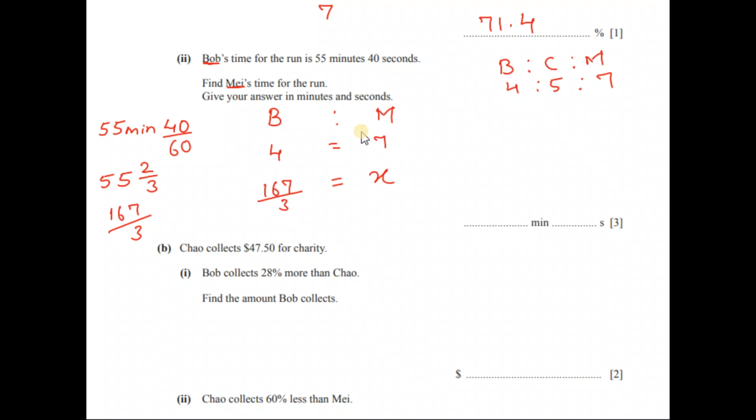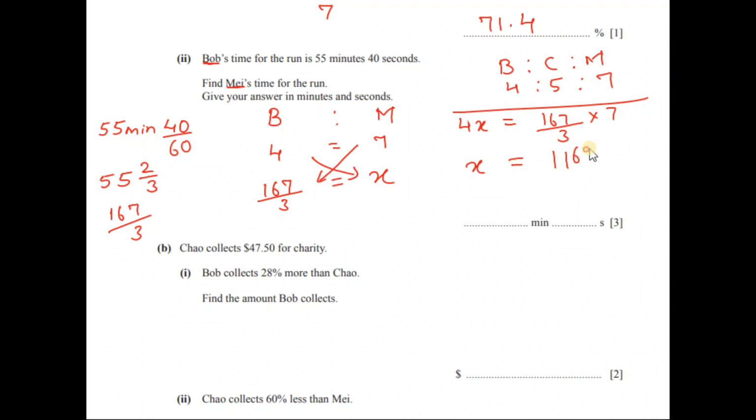Whatever you are finding, that would be x. So you cross multiply this and you can get your answer. After cross multiplying, you will get 4x is equal to 167 by 3 times 7. And when you multiply 167 times 7, you'll be getting 1169.